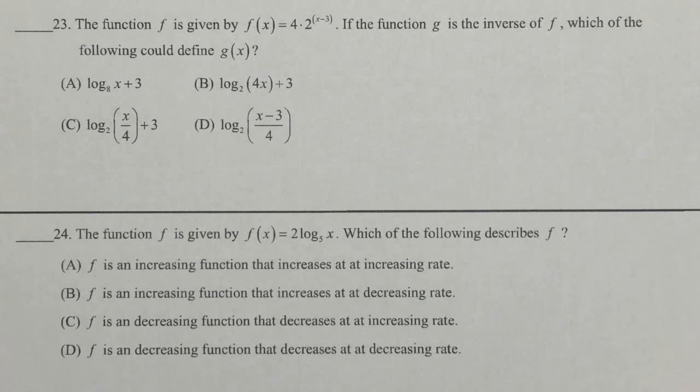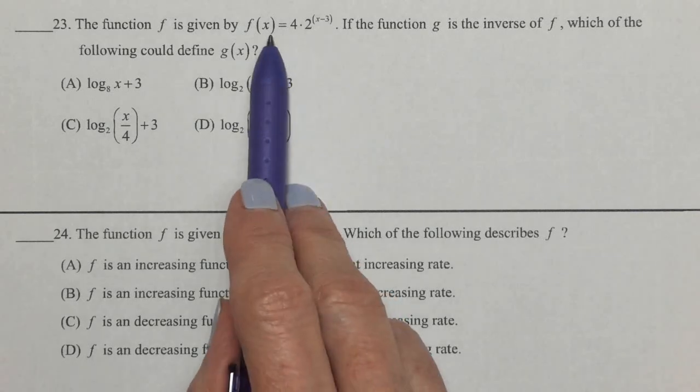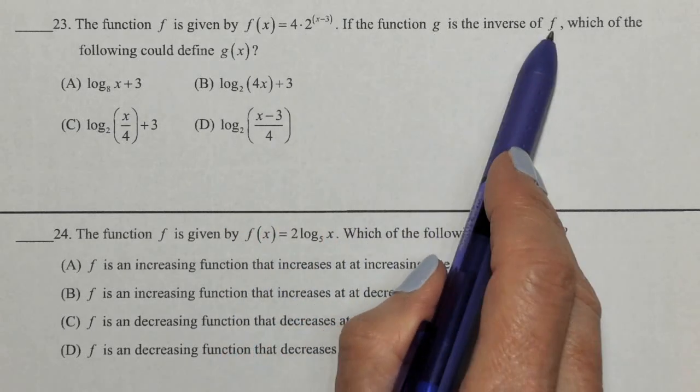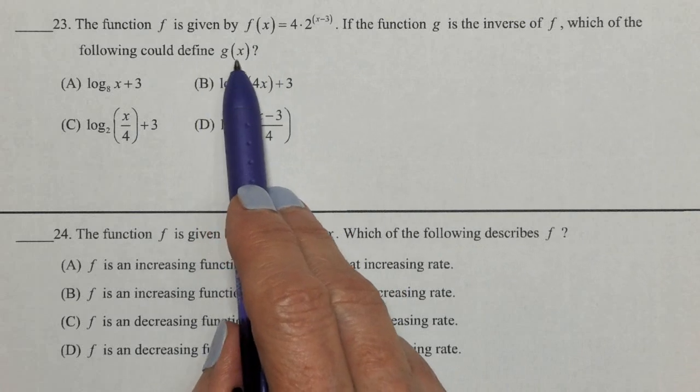Okay, we're on our last page of worksheet 5, numbers 23 through 26. On number 23, we have f given to us, and they tell me that g is the inverse of f. Which of the following could define g?